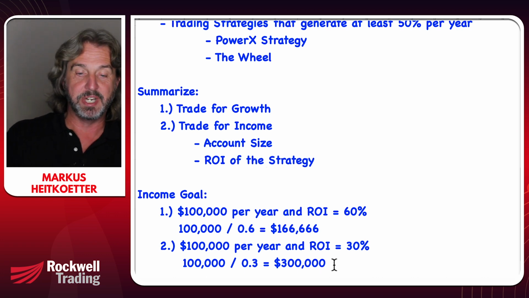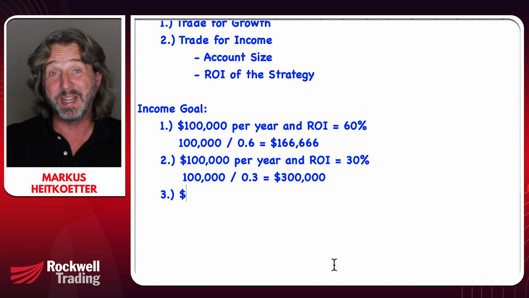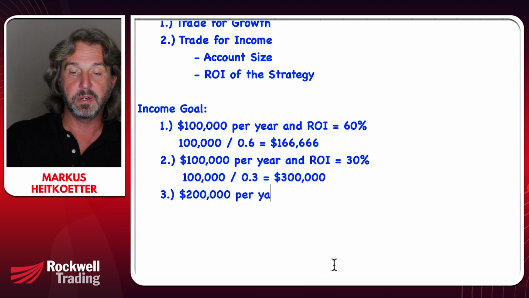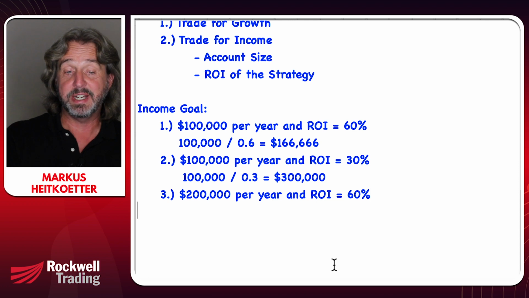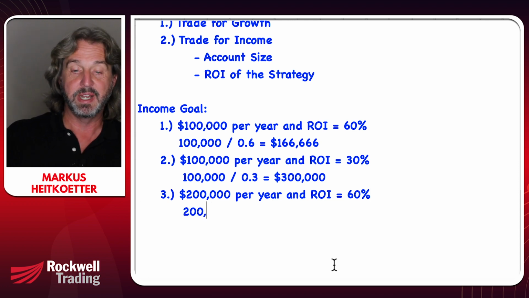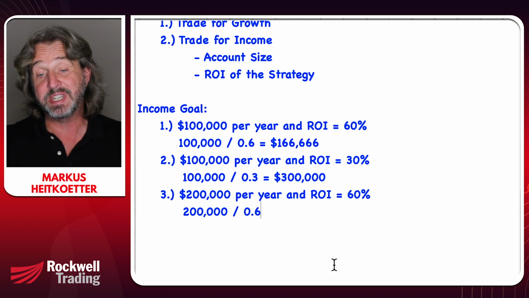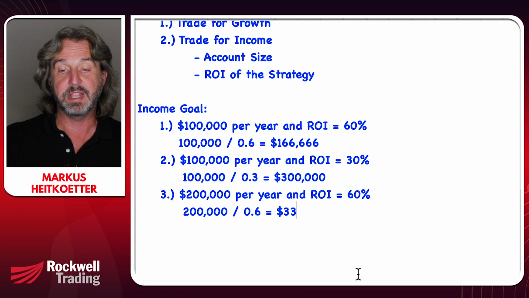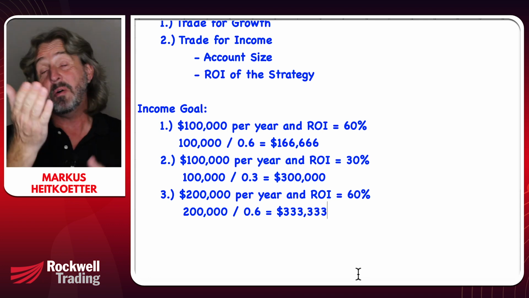Let me give you a third example. How much would you like to make? Maybe $200,000 per year? Why not, right? So if you want to make $200,000 per year and you have a strategy that has an ROI of 60%, in this case, again, you're taking the $200,000 that you want to make divided by 0.6, the ROI, and you will arrive at around $333,333.